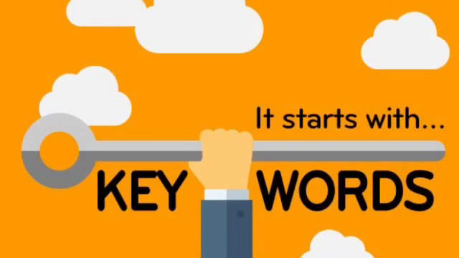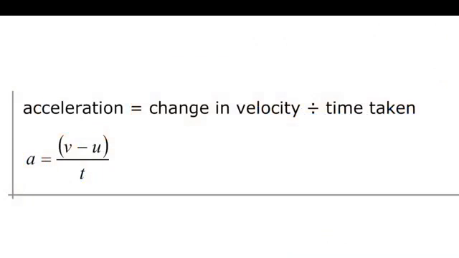So, block 1, keyword equations. Acceleration is the rate of change of velocity. Rate basically means divide by the time taken. So acceleration is the change of velocity divided by time.